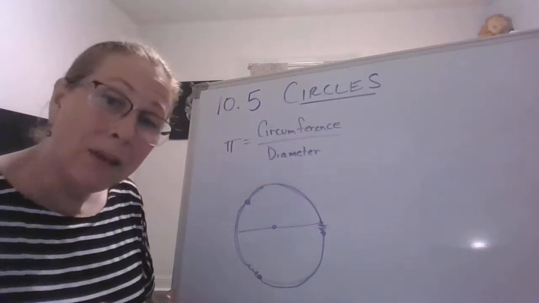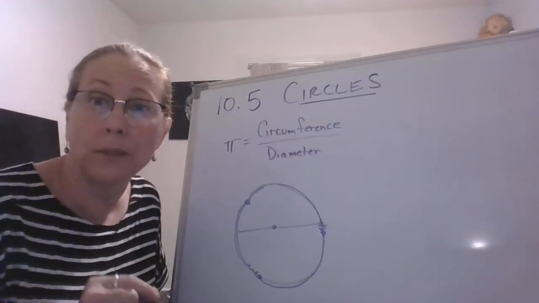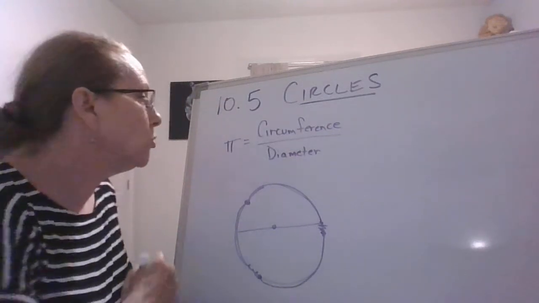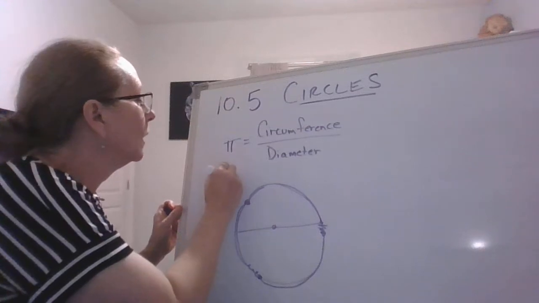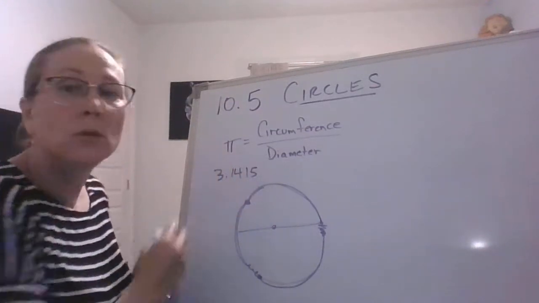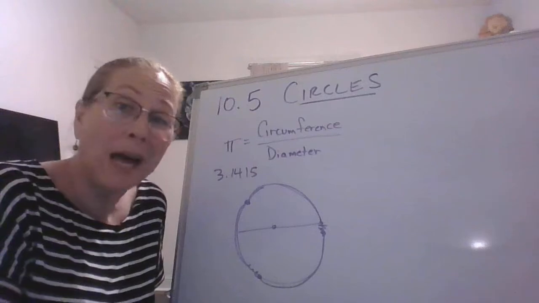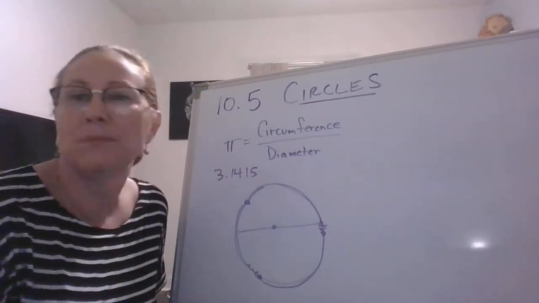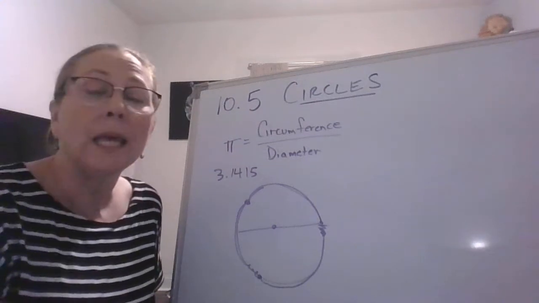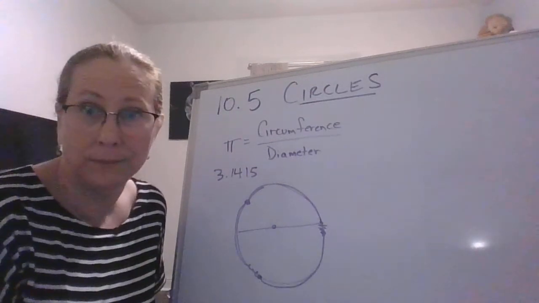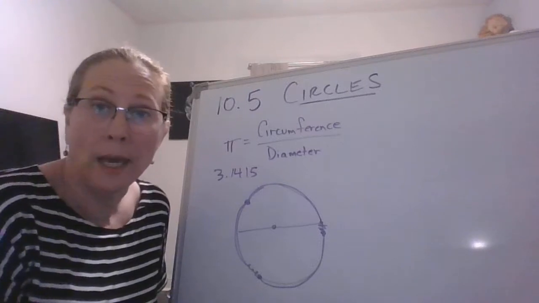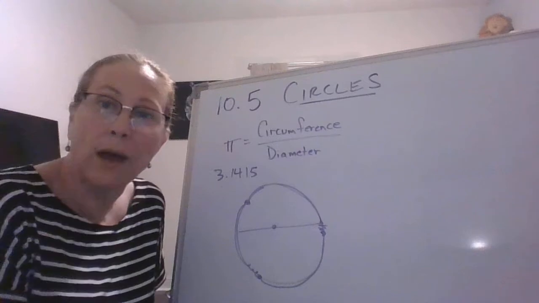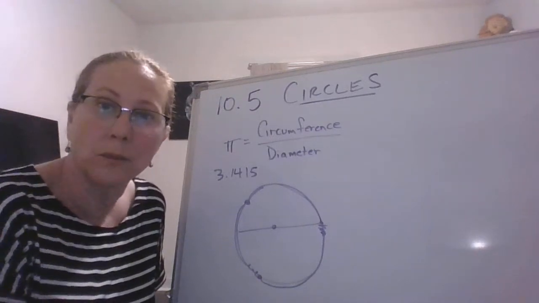Now, if you don't have your TI calculator that we commonly use in class, make sure that you use 3.1415, unless MyMathLab frequently says use 3.14. If they tell you to do that, that's fine. If they don't tell you to do that, you should use the pi key on your calculator or 3.1415 to get a much more accurate answer.